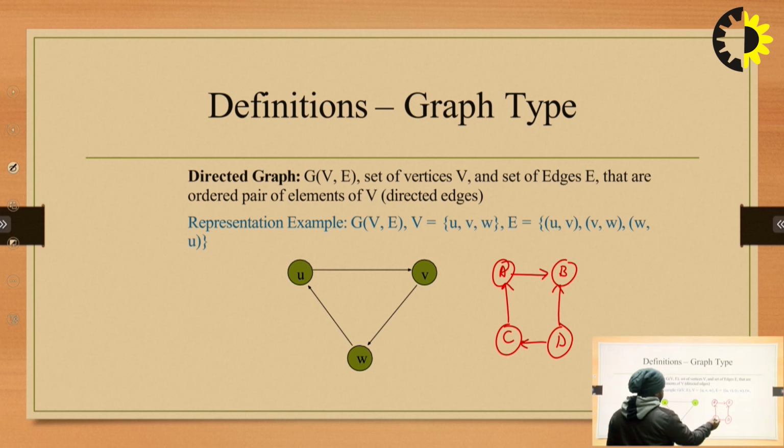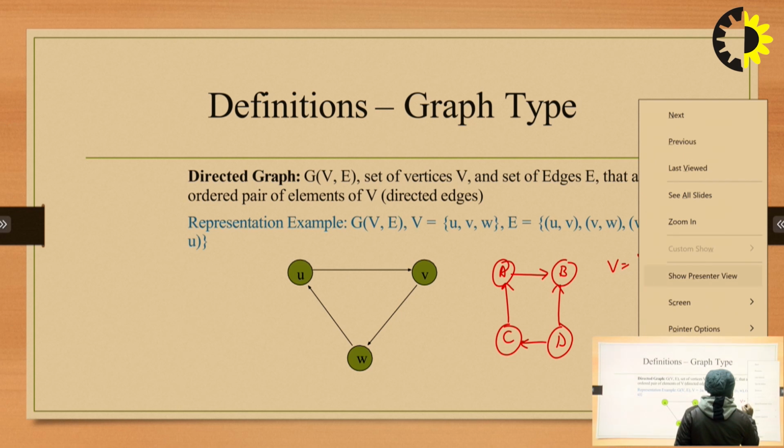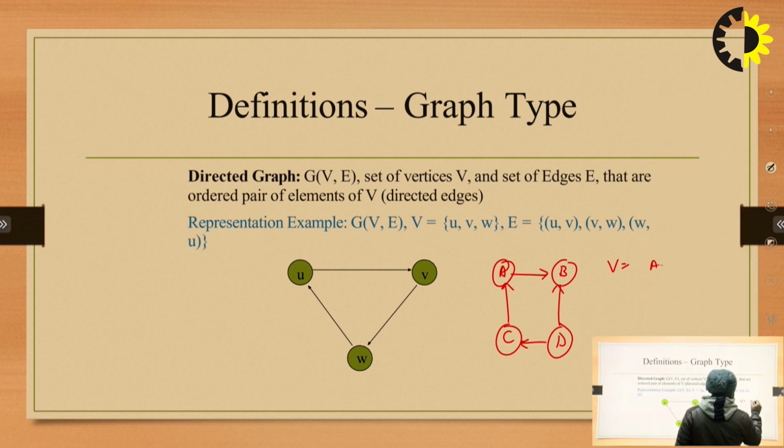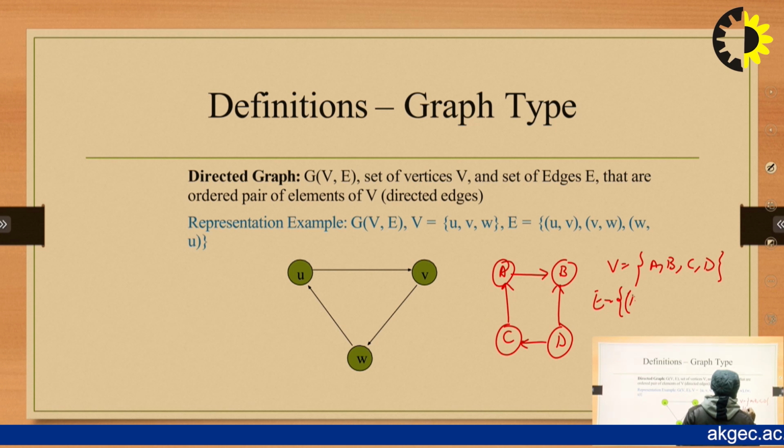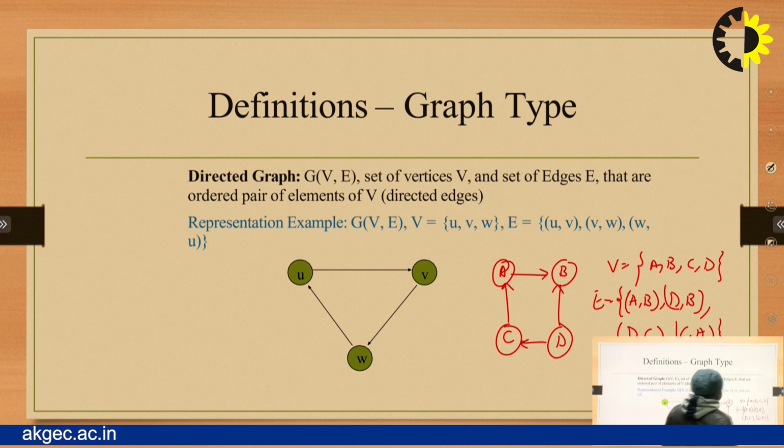Okay, this is a graph. We can write the set of vertices V equals A, B, C, D. The set of edges we write as A to B, because this is directed, then B to D, then D to B, then D to C, then C to A. This is the set of vertices and edges for the graph I have made here.